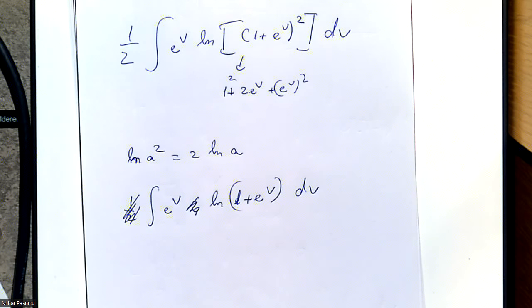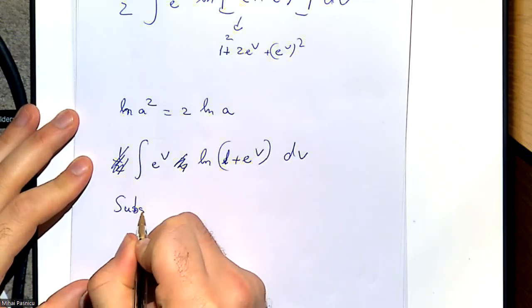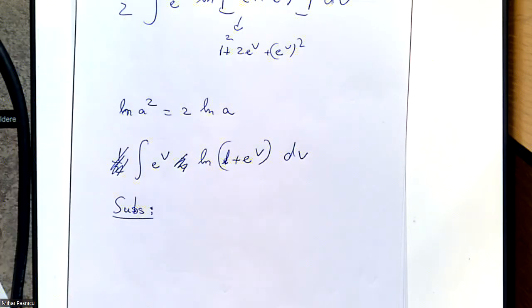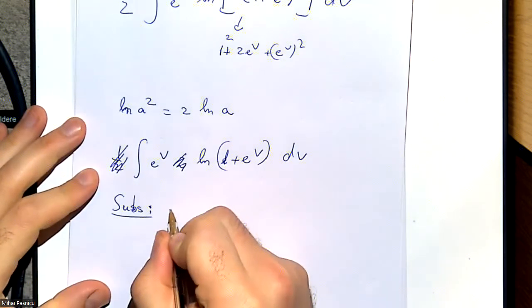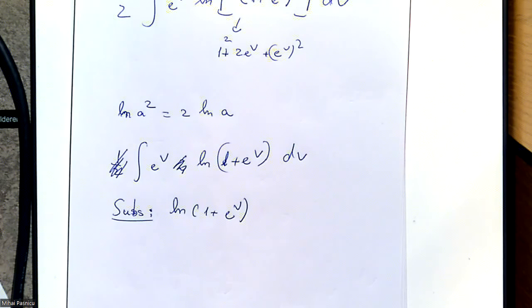The one I would use is, again, for substitution, log of 1 plus e^v. Why? Again, it's the ugliest thing, and I want to get rid of it. I have no other ideas. I tried the ugliest thing. I wish I had a formal mathematical explanation, but it's just what it is. Okay? It just builds on intuition.